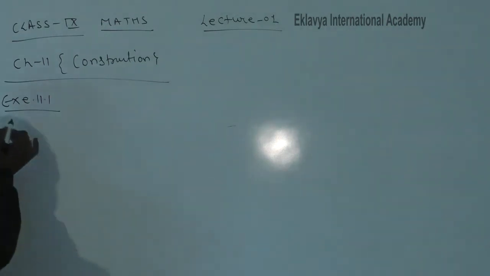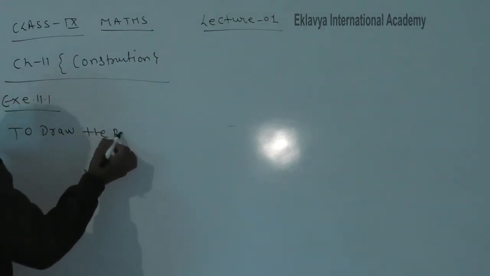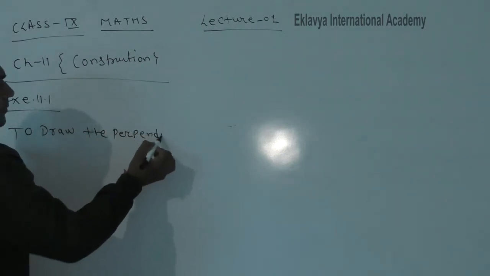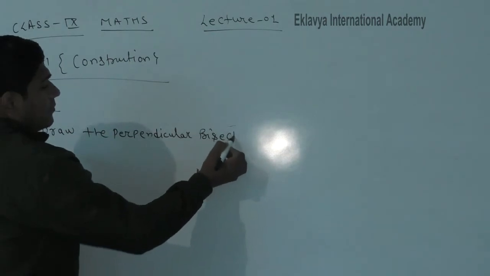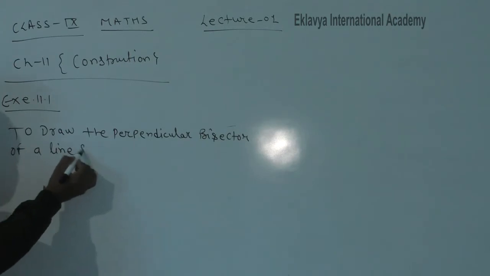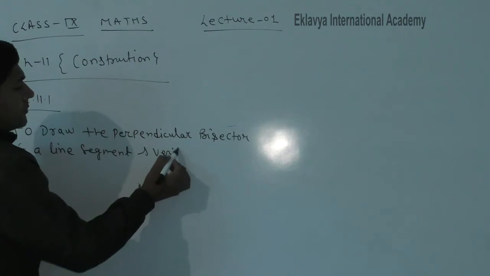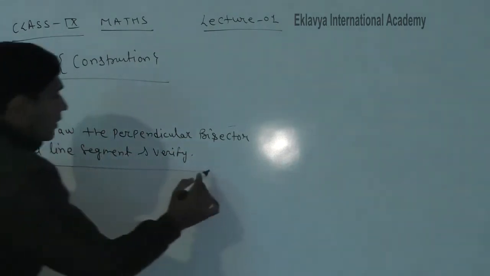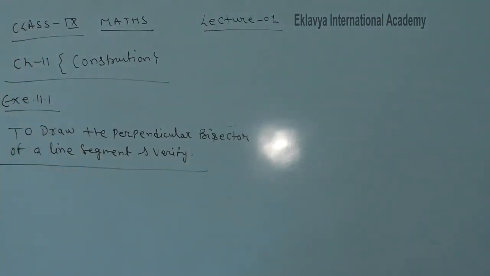So the first point is to draw the perpendicular bisector of a given line segment and verify. How we will draw the perpendicular bisector of a given line segment and how we will verify.